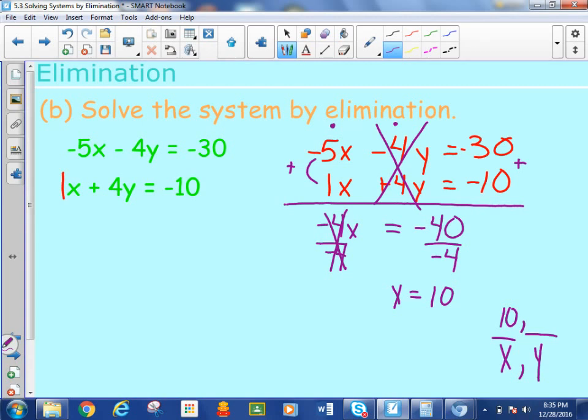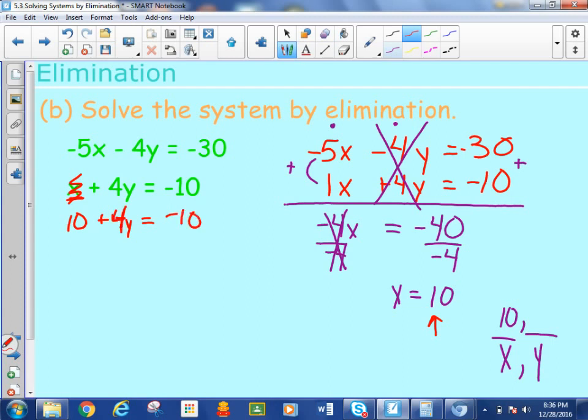Okay, so now I'm going to go back to one of these equations. It does not matter which one, okay? I'm going to use some problem solving skills and the fact that I want to use as few steps as possible. So if I already have the x by itself, that's the equation I'm going to use. Not that I can't use the -5x minus 4y, but that's going to give me one more step to do. So I'm going to substitute in the 10 that I just found into this equation. So it becomes 10, where x is, plus 4y equals -10.